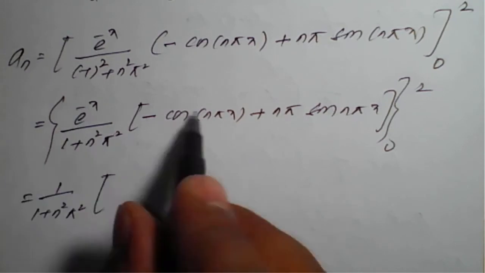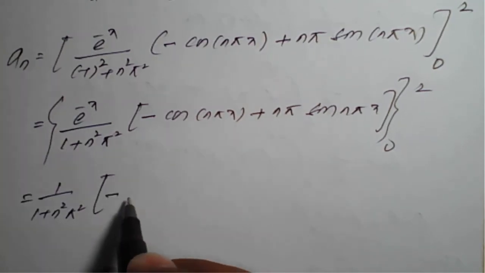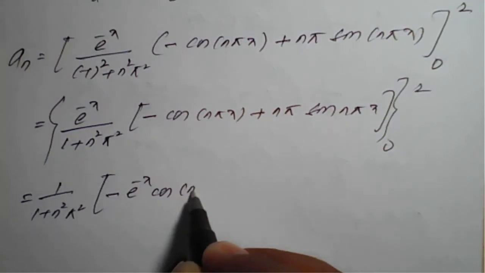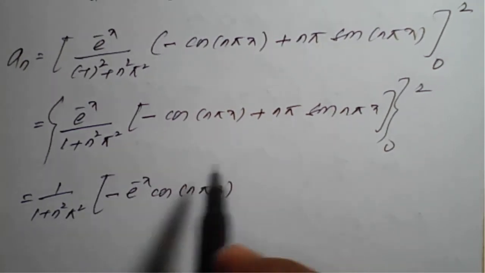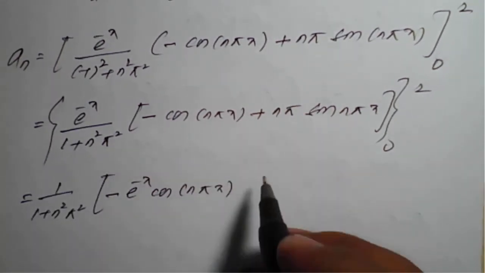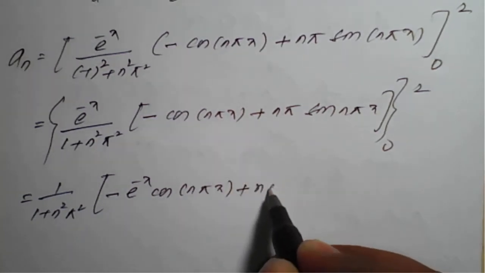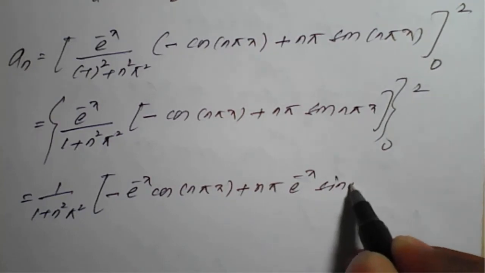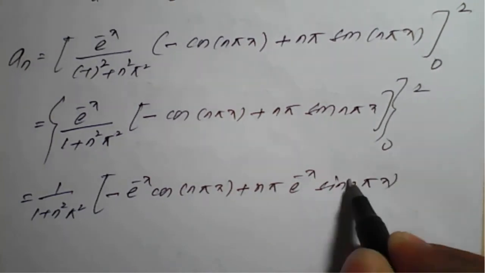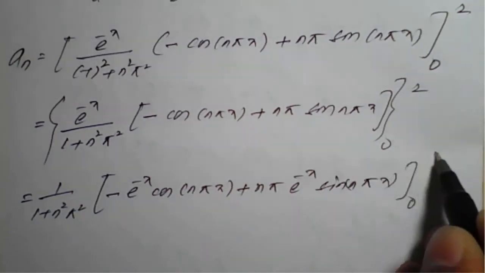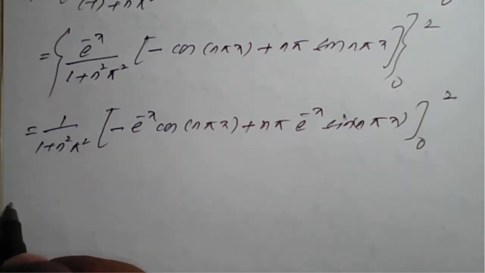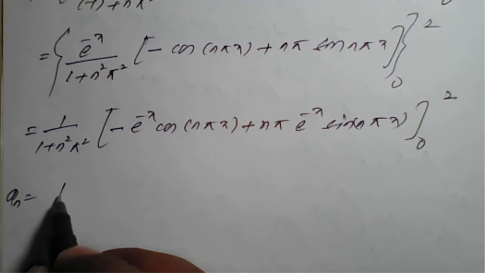Push this e raised to minus x inside: first, minus e raised to minus x cos of n pi x, then e raised to minus x will apply to the second term also, plus n pi as it is, e raised to minus x into sine of n pi x, limit from 0 to 2. Now I will apply the upper and lower limit so that we can get the answer of an.